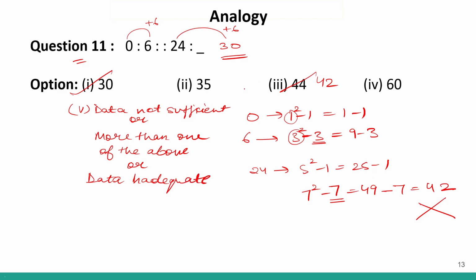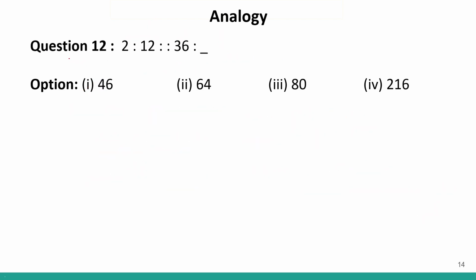So whenever you get a question like this where you are getting more than one answer, in your examination you will get only one correct answer. But sometimes you can get more than 1 correct answer. In that case, we will mark that data is not sufficient, or more than 1 of the above, or data inadequate. Any of the language will be used. So in that case, you would mark this answer. But if you're getting only a single answer, then you will mark that. Because in the same question on analogy, we can use different logics to get different answers. Correct?